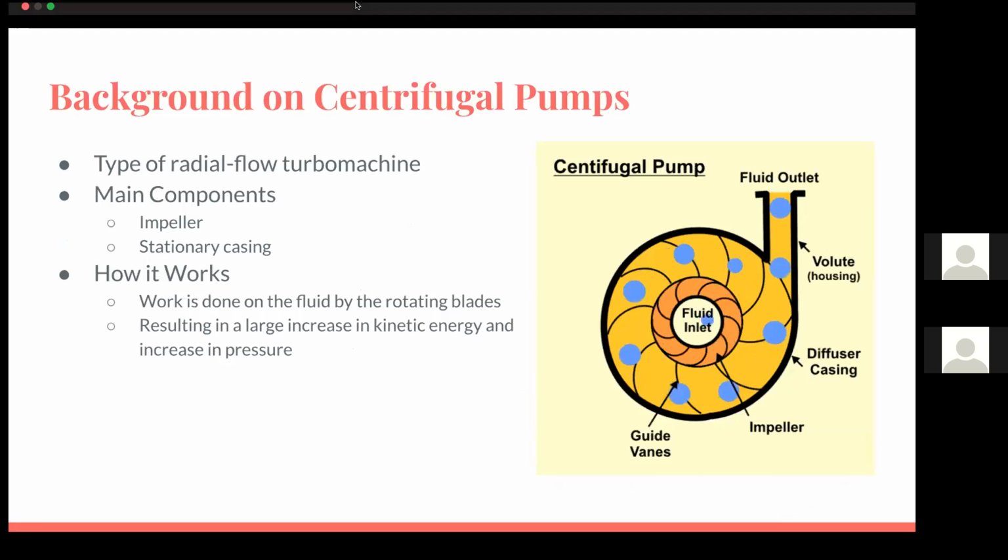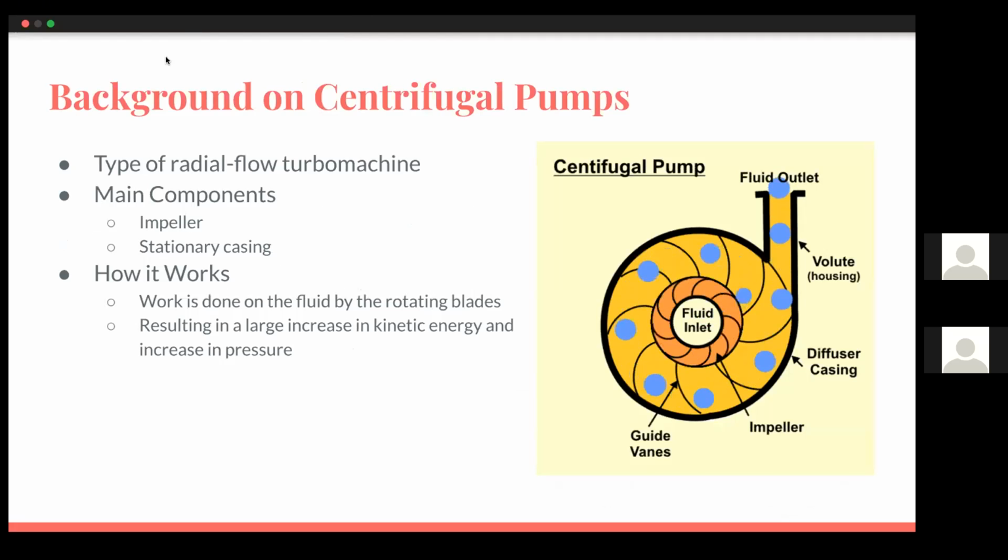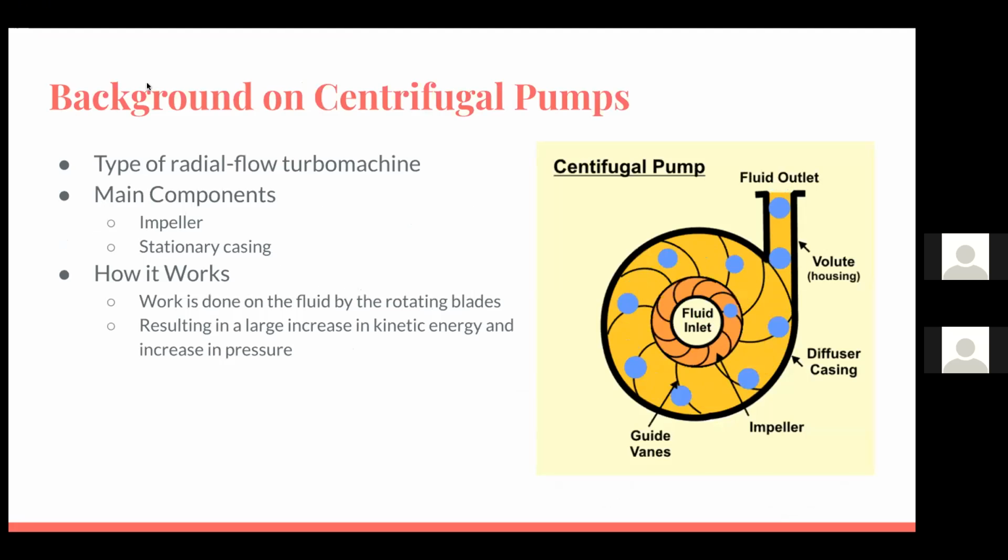So centrifugal pumps are a type of radial flow turbo machine, and they consist of two main components, the impeller and a stationary casing. The impeller consists of blades, and the stationary casing holds the impeller. Now, how it works is that fluid comes into the eye and the blades rotate, and this causes work to be done on the fluid. This results in a large increase in kinetic energy and an increase in pressure.